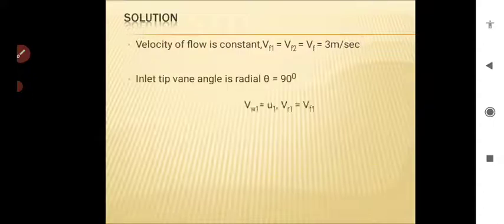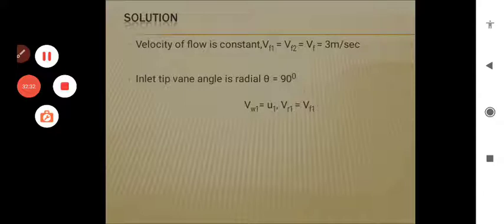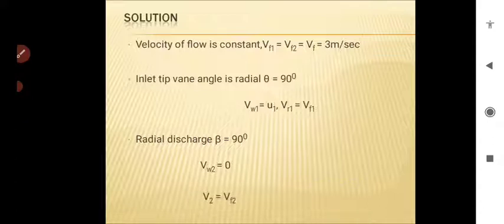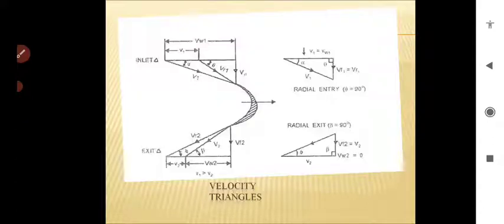I will show it once again by the slides. Observe carefully. Here it is the radial discharge. These are the velocity triangles, radial entry and radial exit. Here theta is equal to 90 degrees and beta is equal to 90 degrees. The blade speed we already calculated, pi d1 N by 60. Substituting all the values in this equation, finally we get the value of u1 as 9.42.